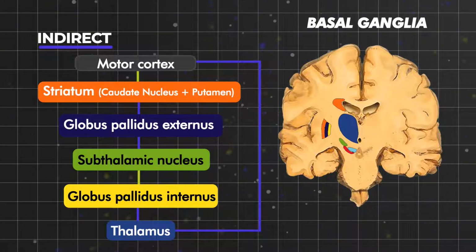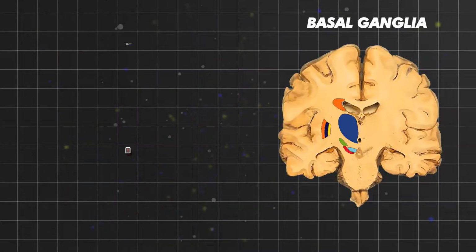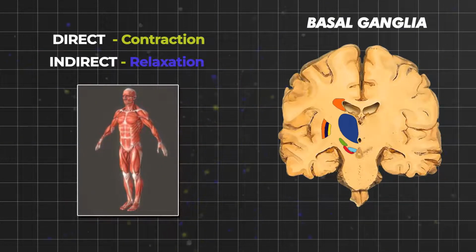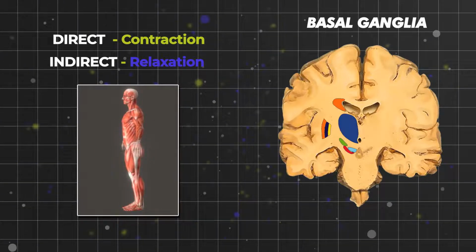The net effect of the indirect pathway is to turn off the motor cortex, resulting in the relaxation of the muscle. This is what makes our movement coordinated. Some muscles must relax and others contract to conduct a specific movement.